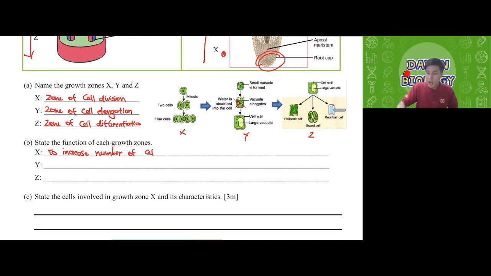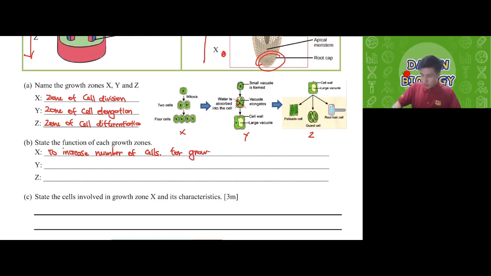Yes, great. But why do I want to increase the number of cells? Got more cells, then how? Why do I want more cells? What's the function of having more cells? What do more cells give me? Who can tell me that? Why do we want more cells? For growth, exactly.